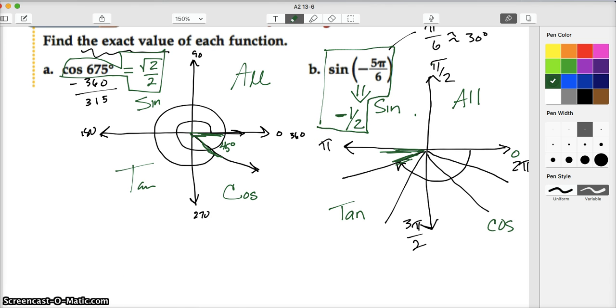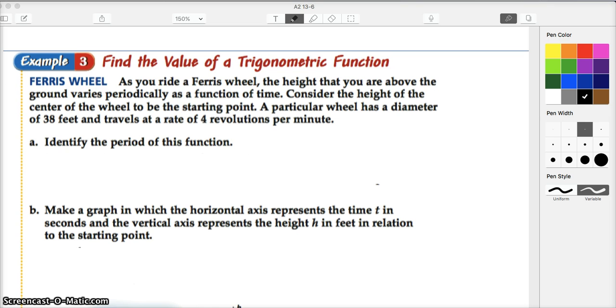Here's our last example. As promised, here's our final example for this section. This is kind of like the video we saw in the first part of this, in terms of an object on a wheel going around. As you ride a Ferris wheel, the height that you are above the ground varies periodically as a function of time. Consider the height of the center of the wheel to be the starting point, and a particular wheel has a diameter of 38 feet and travels at a rate of 4 revolutions per minute.